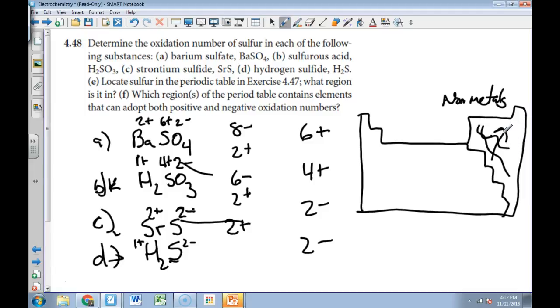So chlorine can be +7, +5, +3, +1, -1. So that answers those questions there. So that is a review of question 4.48 in Brown-LeMay-Bursten, and have a great day.